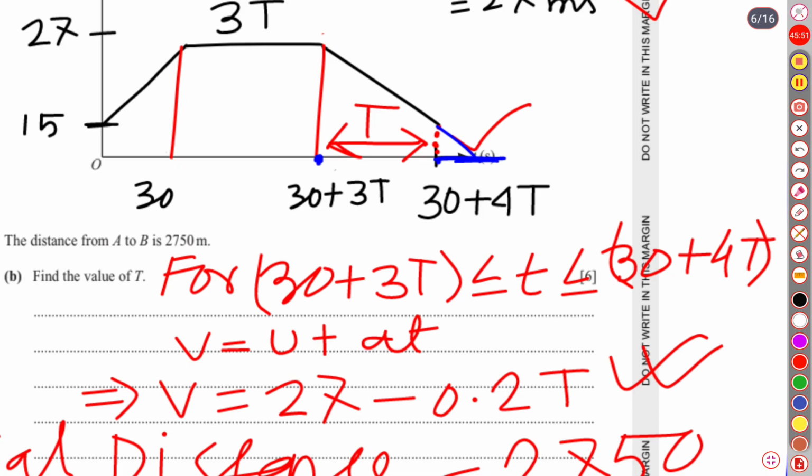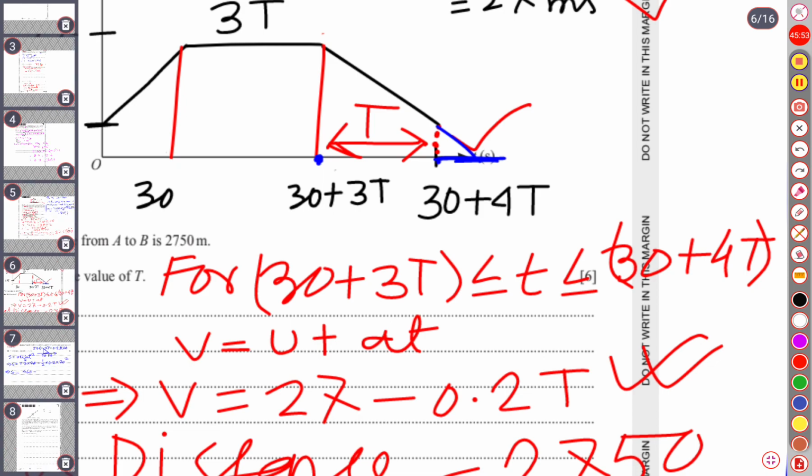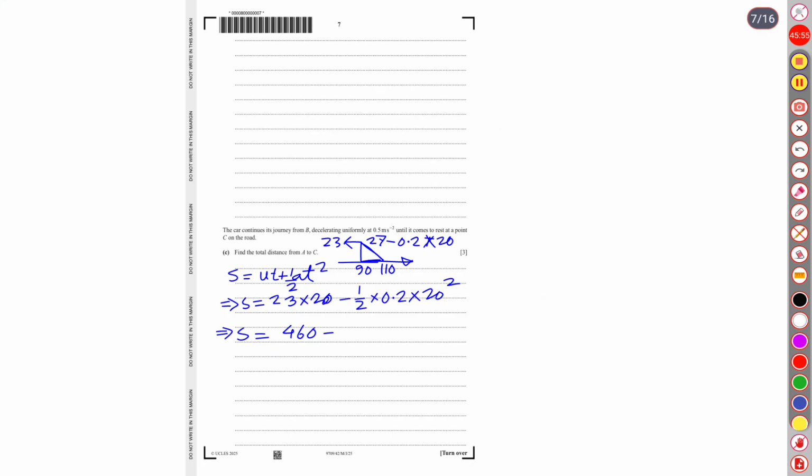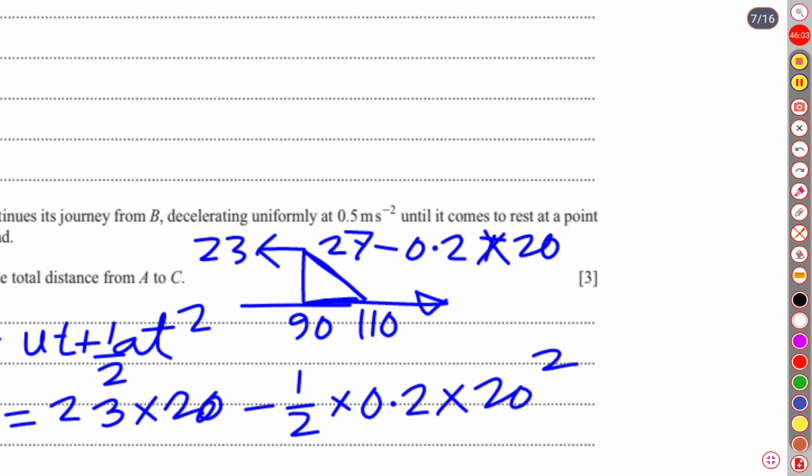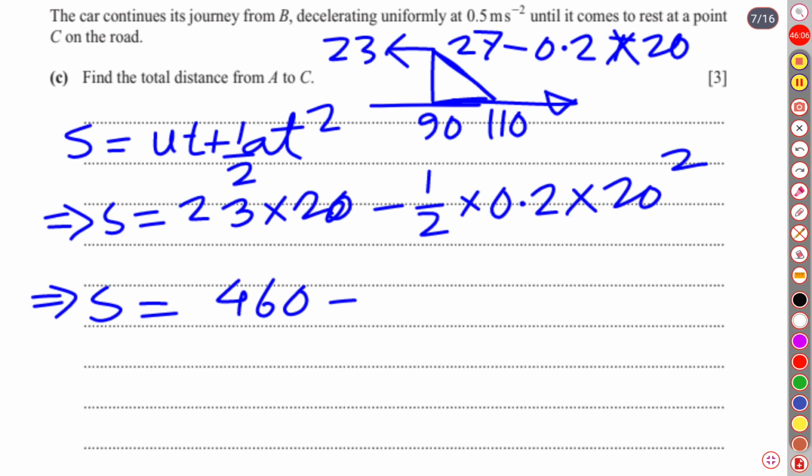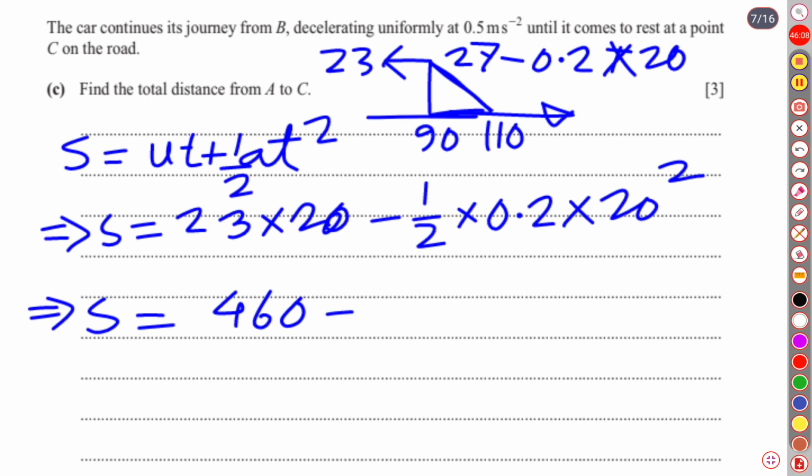the formula with time. Let us choose a different formula, which is v square is equal to u square plus 2as. Okay, so we are going to apply that formula. Time can also be obtained, but let us solve in one step.